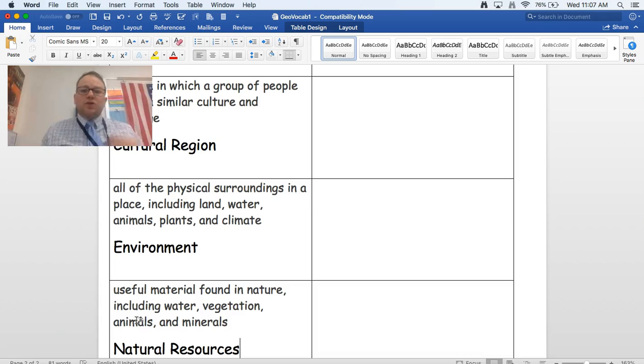Gold is another natural resource. Water is a natural resource. Solar energy is a natural resource, right? It comes from the ground. Any of that green stuff that we've heard in the news for climate change and stuff like that are all natural resources.